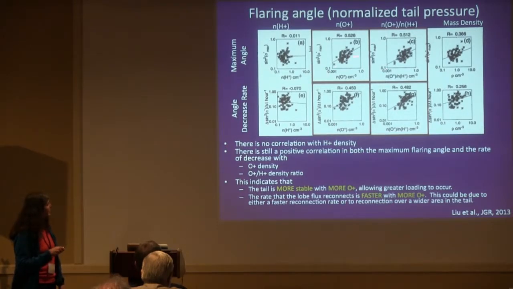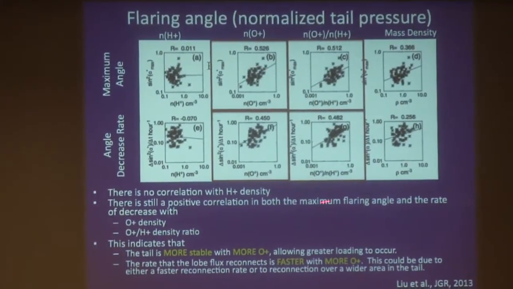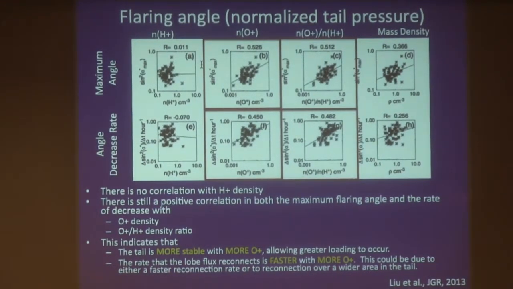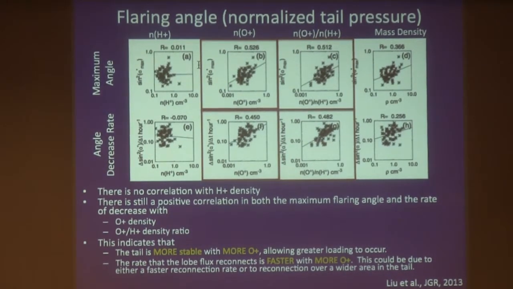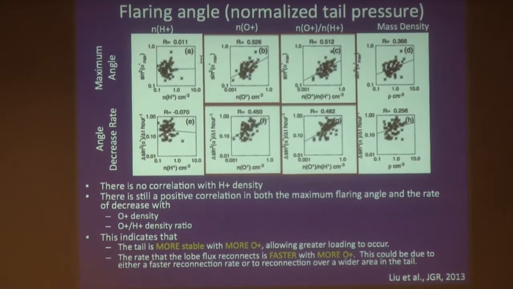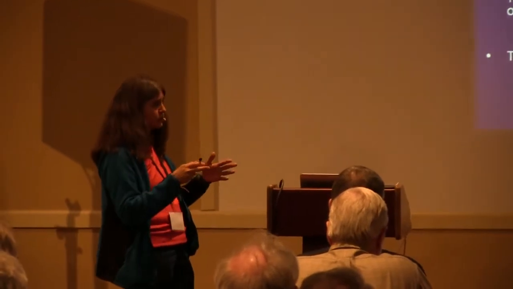But we do still see a positive correlation both in the maximum angle and in the angle decrease rate with oxygen density and oxygen density ratio, with both of them being higher when there's more oxygen in the tail. So that indicates that the tail is more stable when there's more oxygen, so it allows greater loading to occur, and that the rate that the lobe flux reconnects is actually faster when there's more oxygen. So that could be due either to a faster reconnection rate or to reconnection occurring over a wider area of the tail, because it's sort of a global measure of the decrease rate.